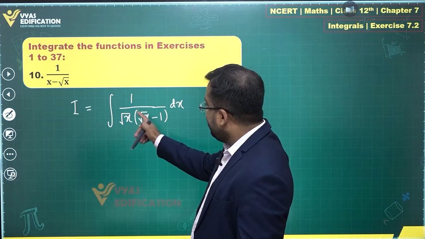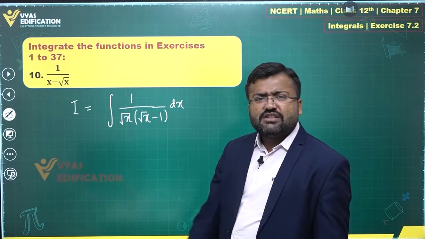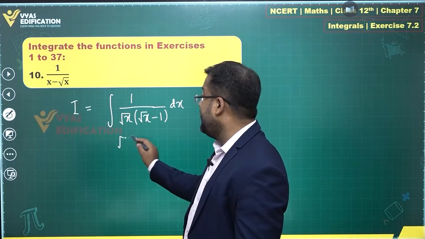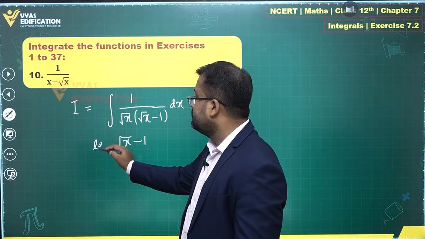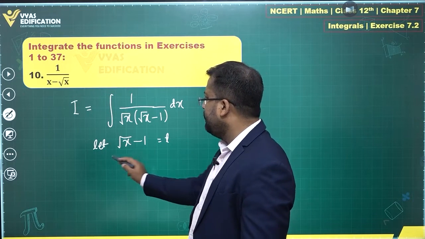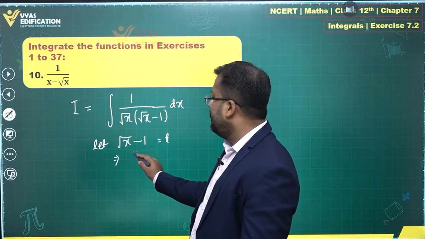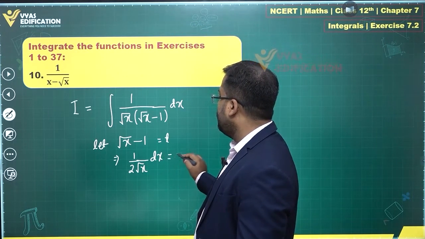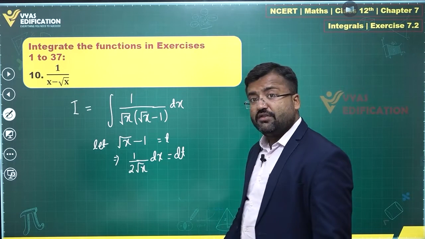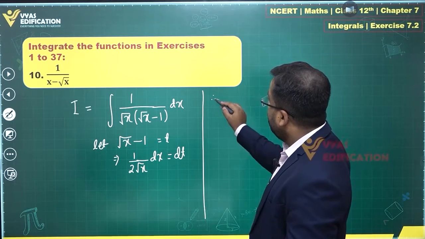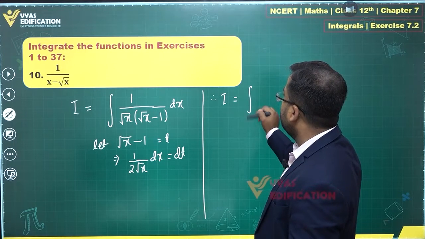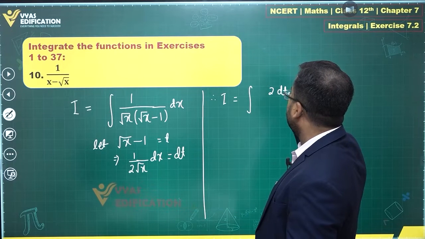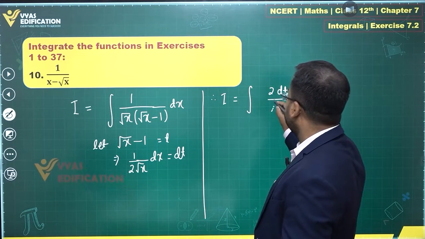Yes. You can take, okay, root x, the derivative of root x, what is that? That's 1 upon 2 root x, right? So let root x minus 1 be t. This tells me that 1 upon 2 root x dx is equal to dt. This is what you observe, right? So therefore, the integral I will be equal to dx upon root x, which is 2 dt, upon root x minus 1, which is t.